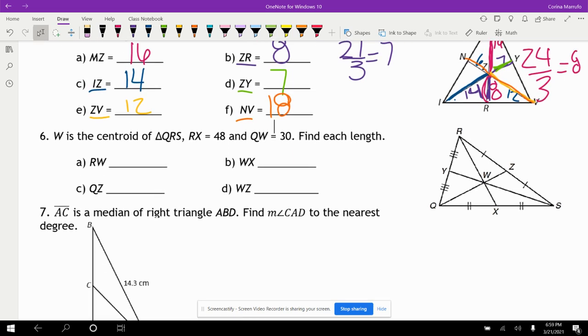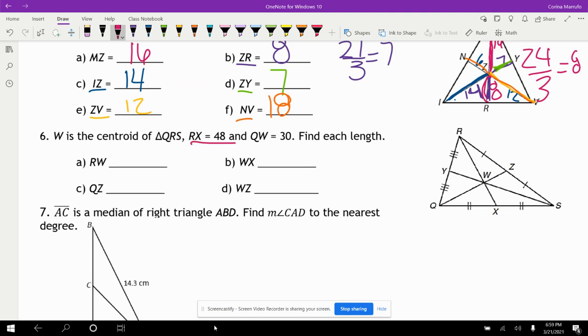Okay, so let's go ahead and try another one. This one tells us W is the centroid of triangle QRS. Because they tell us that W is the centroid, we automatically know that these are called medians. Okay, so RX is 48. So let me go ahead and find that from R to X.